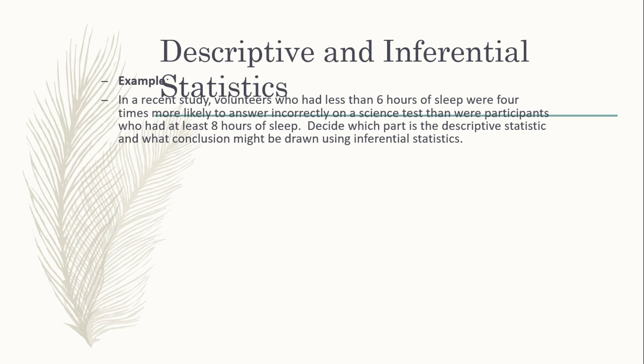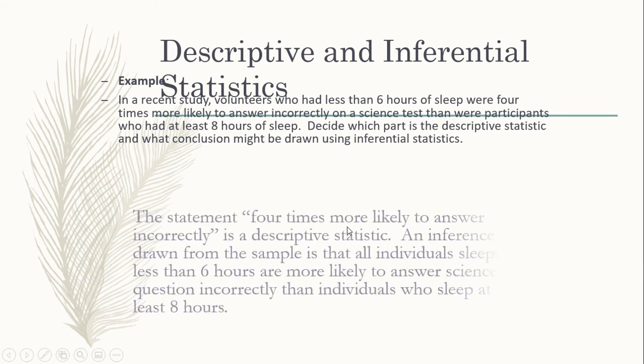So what is our descriptive statistics and what is our inferential statistics? Now, the statement 4 times more likely to answer incorrectly is a descriptive statistics. You're getting it? That statement only 4 times more likely to answer incorrectly. So it means you collect data and it is showing there is 4 times.